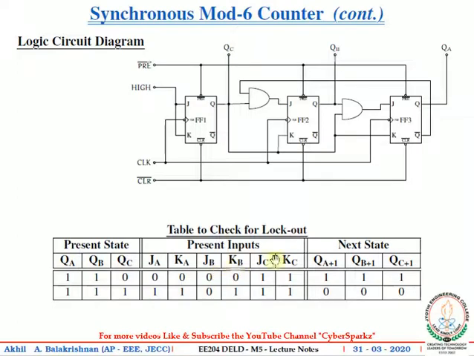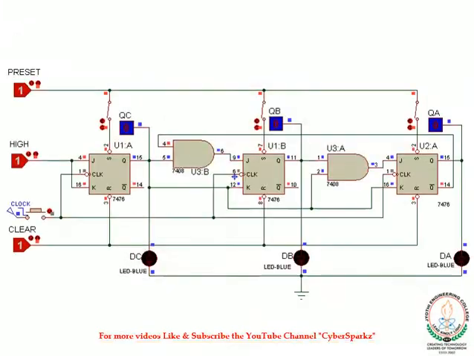So now complete the next state column. If QA is 1 and JA and KA are 0 0, then the next state of QA will be the same as the present state, that is 1 itself. Similarly for the second flip-flop, since JB and KB are 0 and QB is equal to 1, QB plus 1 is also equal to 1 itself. For the third flip-flop, JC and KC are both 1 and since QC is equal to 0, QC plus 1 will be equal to 1. Similarly, completing the next row we can obtain for present state 111, the next state will be 000.